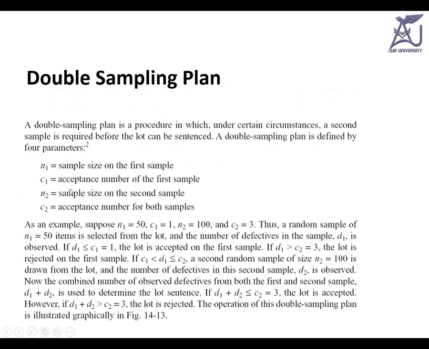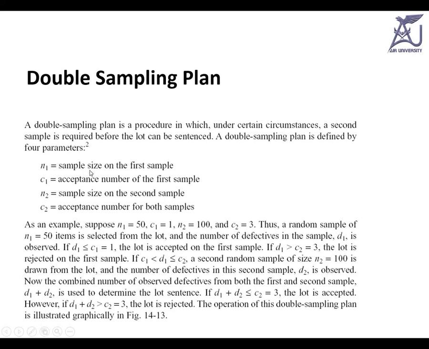Okay, coming to the double sampling plan. A double sampling plan is a procedure in which, under certain circumstances, a second sample is required before the lot can be sentenced. That means you are giving a second chance to the producer. You sign a contract between the producer and the consumer that if some number is found in the single sampling, we will not go for the second one, but you give him a second chance.